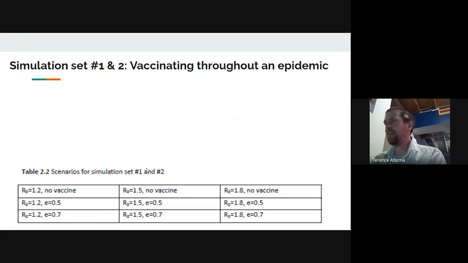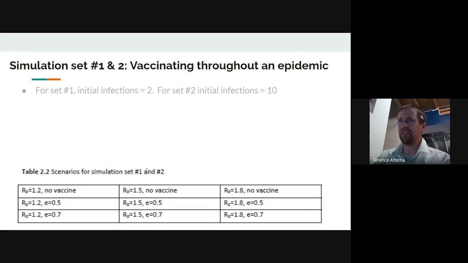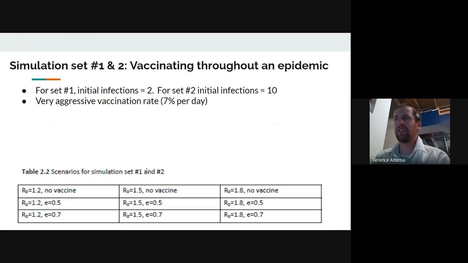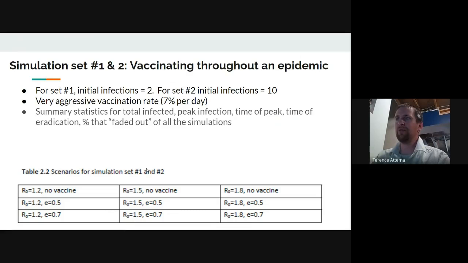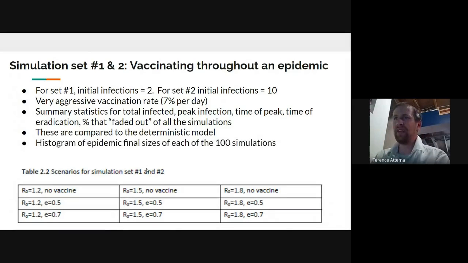Simulation sets, I'll talk a little bit about those. My first couple of simulation sets started with initial infections equal to 2, like the one I shared, but I also compared that to having a whole bunch of people, like 10 people, getting infected at once and introduced into the population, with aggressive vaccination rates. I recorded the important statistics that I mentioned before and compared the results to the curve model we talked about last week. Then I looked at the histogram. Those are the ones I showed you, for one particular scenario, but I did this for a bunch of scenarios.